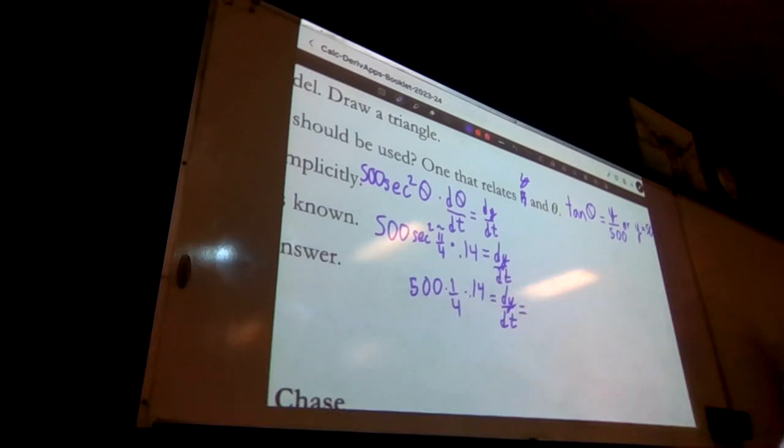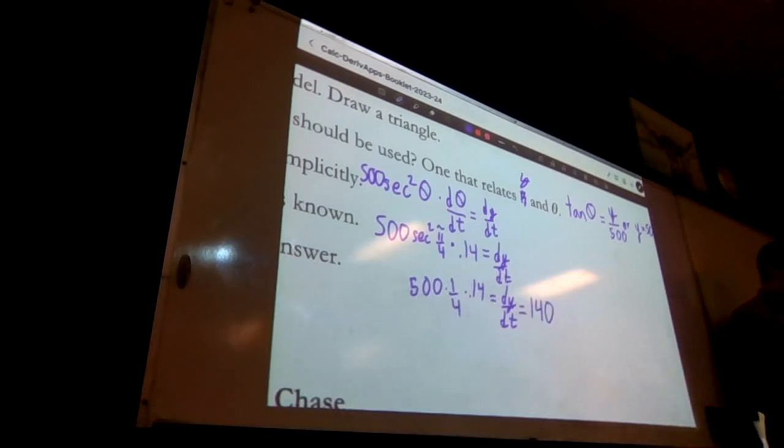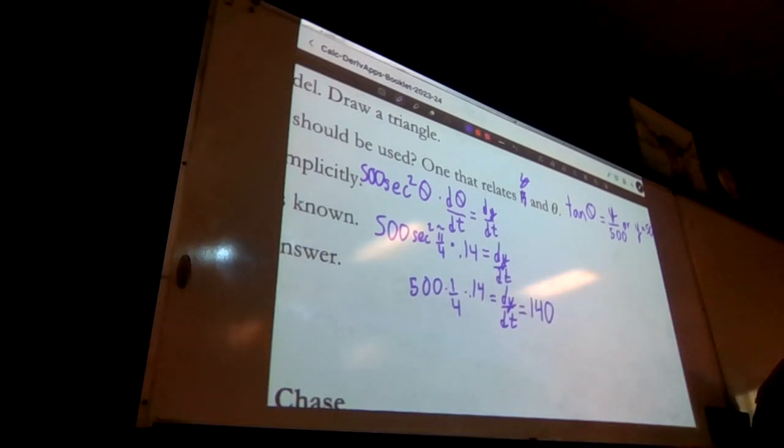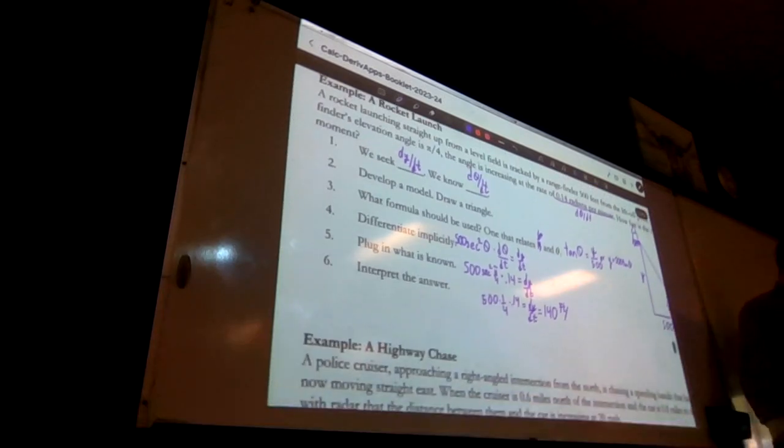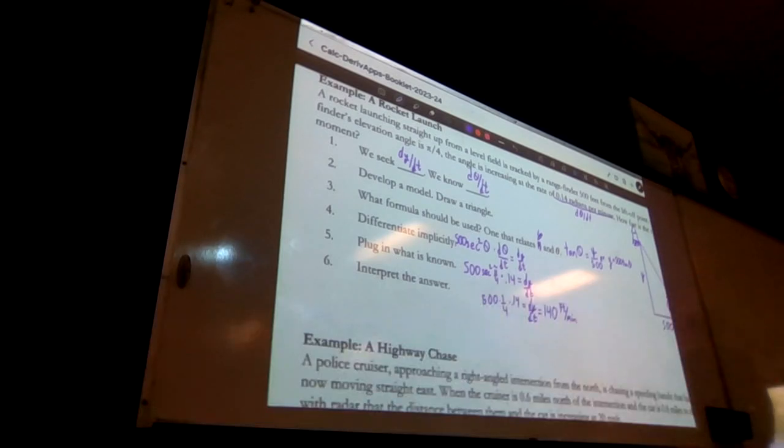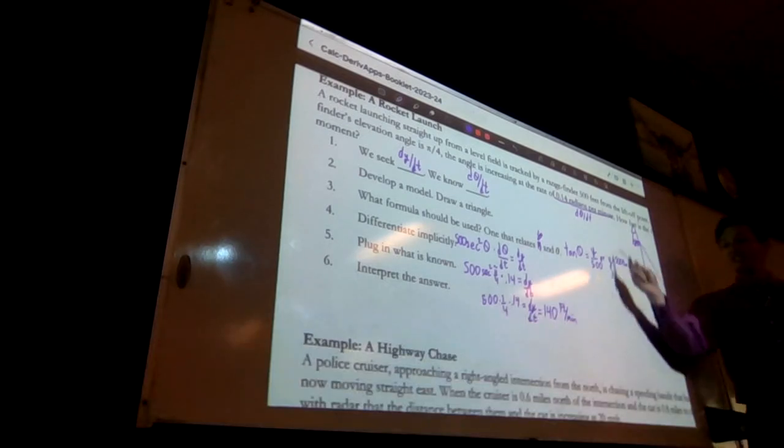So you should get an answer of 140. And then what are our measurements in? For y? Well, we measured in feet per. And then what rate are we looking at? Well, what's the rate of theta in? Radians per minute. So therefore this should be in feet per minute. Because we used the rate of theta per minute, we changed it to feet per minute because now we have y on the top. However, dt stays the same.